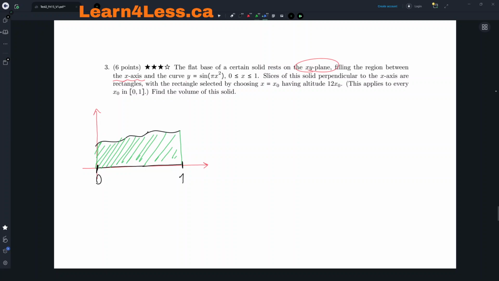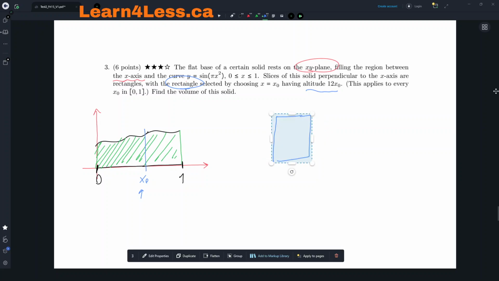And wherever we slice, for example, we slice it this part, we get a rectangle, which, for example, this is x naught. The altitude of that is 12x naught. So for example, if x naught is, I don't know, 0.5, the altitude of that would be 12 times 0.5. And the cross section of that looks like a rectangle. So it looks like something like this from the side.